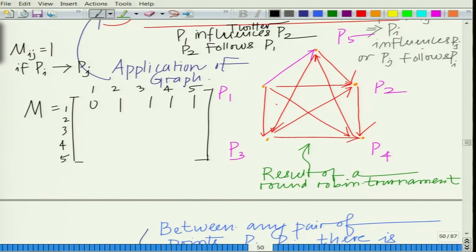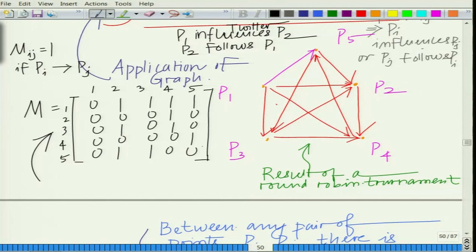Now, node 2 influences only 4, so this row is 0 0 0 1 0. Node 3 influences node 2 and node 4, so this is 0 1 0 1 0. Node 4 influences only node 5, so this is 0 0 0 0 1. And node 5 influences node 2 as well as node 3, so this is 0 1 1 0 0. So, this is the adjacency matrix for this graph.